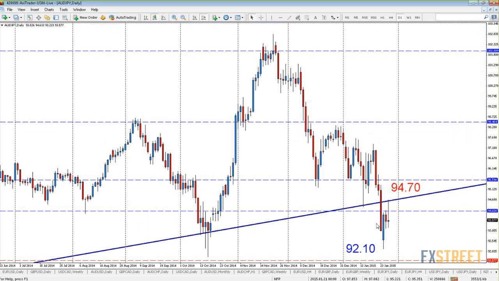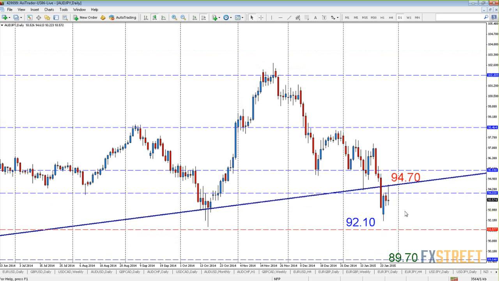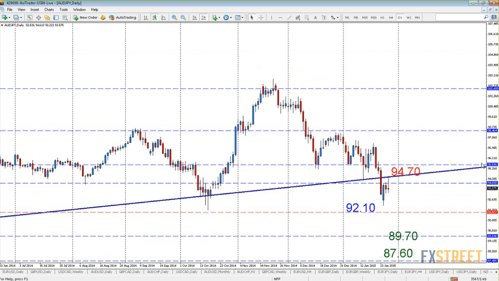Ooh, awesome. This candle not long ago was actually really bullish, and now it's pulling back. So, yeah, Aussie yen. Hey, trend trader, that's the one I'm looking at. So I've got a sell order on the Aussie yen at 92.10. My stop loss is up here at 94.70, and I'm targeting 89.70 and 87.60. So that is my Aussie yen trade.